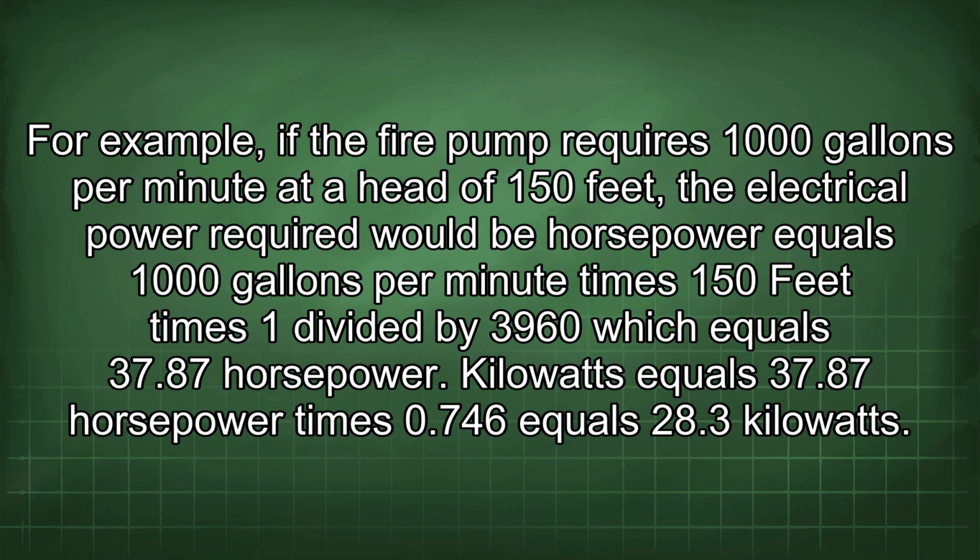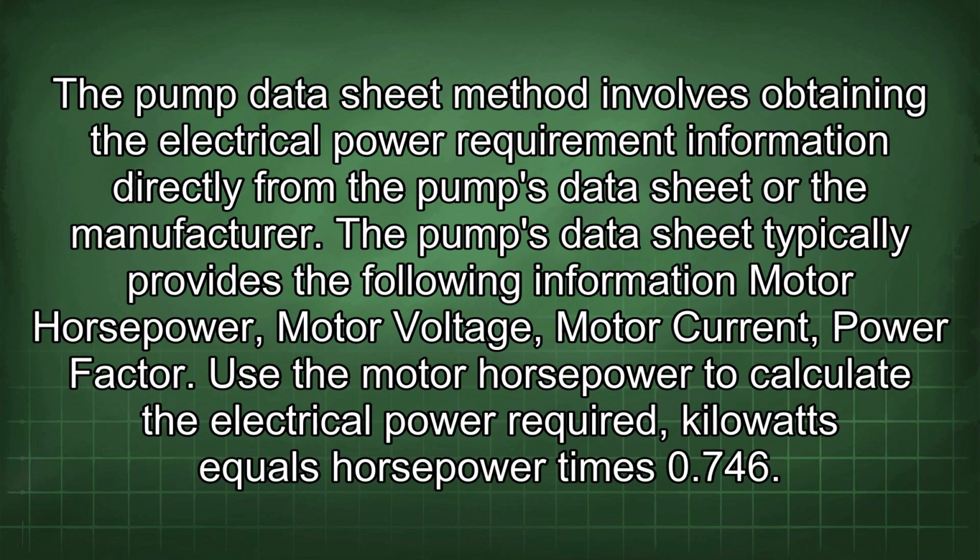0.746. For example, if the fire pump requires 1,000 gallons per minute at a head of 150 feet, the electrical power required would be horsepower equals 1,000 gallons per minute times 150 feet times 1 divided by 3,960, which equals 37.87 horsepower. Kilowatts equals 37.87 horsepower times 0.746 equals 28.3 kilowatts.